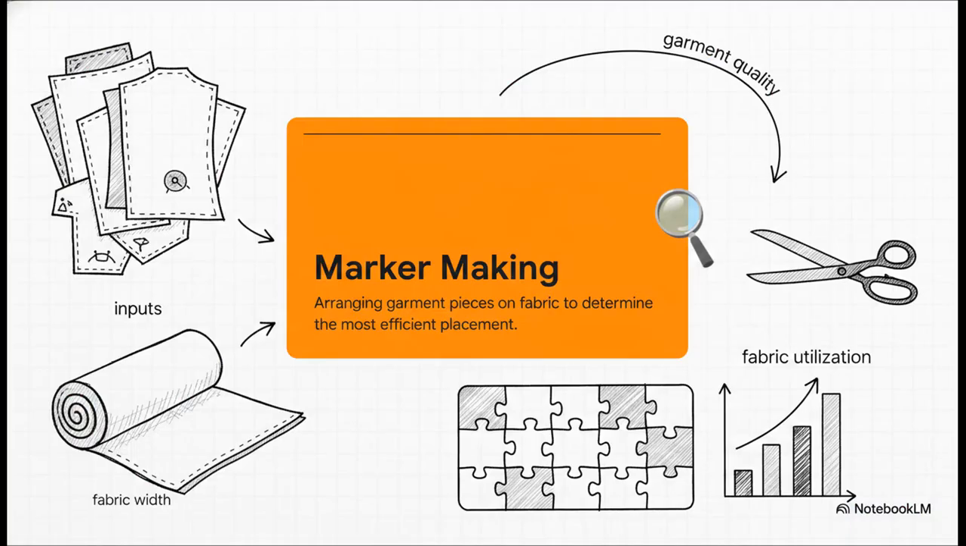So what is this exactly? Marker making is really all about finding the absolute most efficient placement for cutting. You want to ensure you're wasting as little of that pricey fabric as humanly possible. Think of it like a giant, high-stakes jigsaw puzzle. You take your key inputs, like the pattern pieces for all your different sizes, your exact fabric width, your cutting order plan, and you have to solve that puzzle to maximize fabric utilization. Get this right, and you instantly boost your cutting room's productivity while protecting your garment quality.